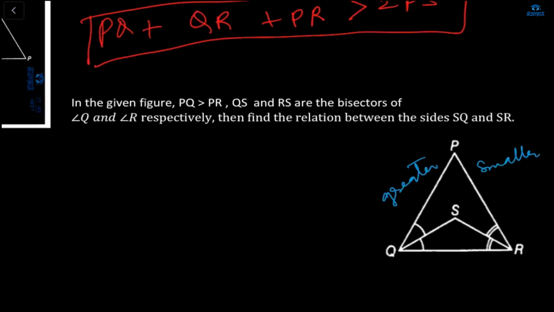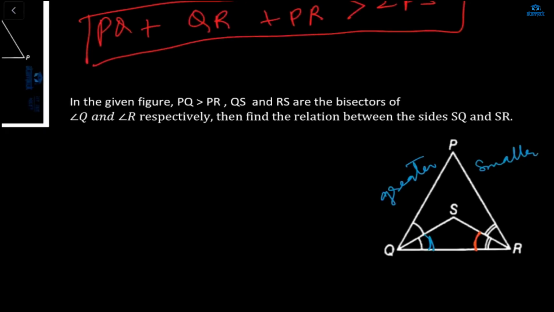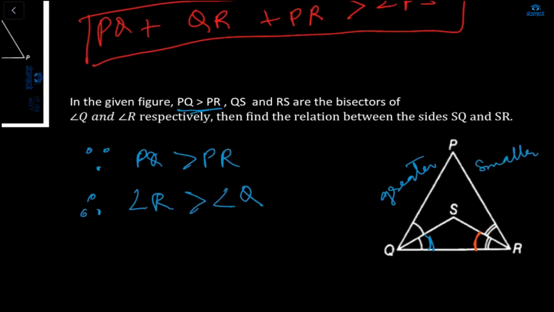You have to show the relation between SQ and SR. And how can you show the relation? See, the angle opposite to SR is this angle, and the angle opposite to SQ is this angle. And we already know the relation between the angles. See, it's here. PQ is greater than PR. Since PQ is greater than PR, what do you know? Angle R is greater than angle Q, because the angle opposite to PQ is angle R, and the angle opposite to PR is angle Q.